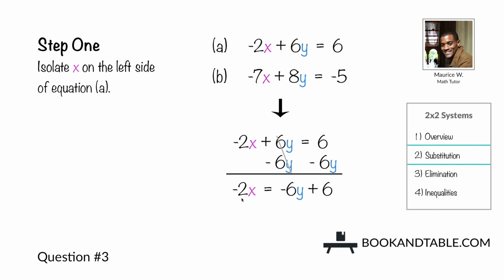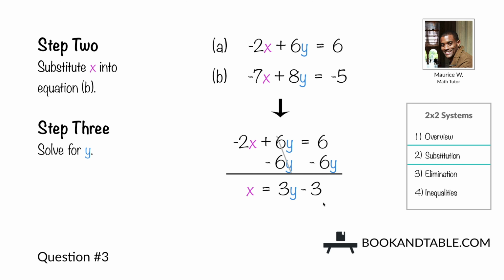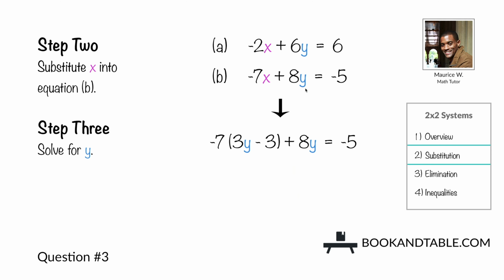To get rid of the coefficient, negative 2, we'll divide both sides by negative 2, giving us x is equal to negative 6y divided by negative 2 would be 3y. Positive 6 divided by negative 2 would be negative 3. So we get x is equal to 3y minus 3. And now step 2, we want to substitute this expression for x into equation B here. And then step 3, we can then solve for y, giving us negative 7 times 3y minus 3, plus 8y is equal to negative 5.